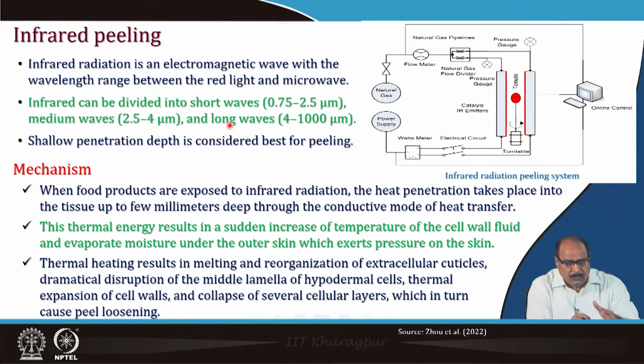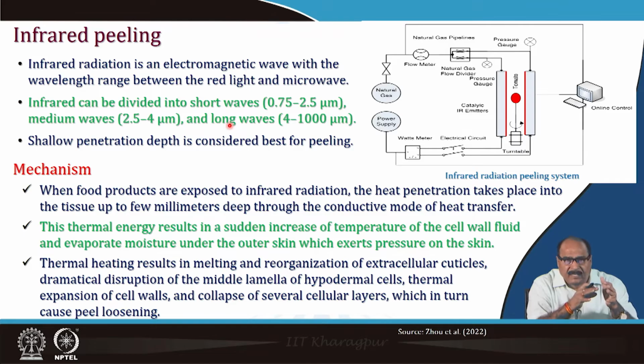When the fruits or vegetables or the products are exposed to infrared radiation, the heat penetrates into the tissue up to a few millimeters deep through the conductive mode of heat transfer. This thermal energy results in a sudden increase of temperature of the cell wall fluid and evaporates moisture under the outer skin, which exerts pressure on the skin. Then thermal heating results in melting and reorganization of the extracellular cuticle.